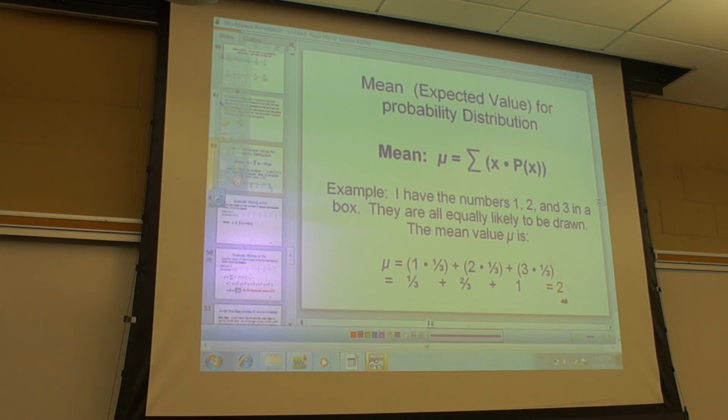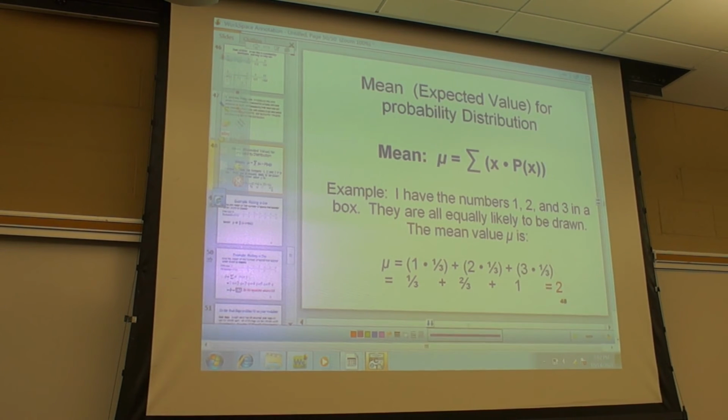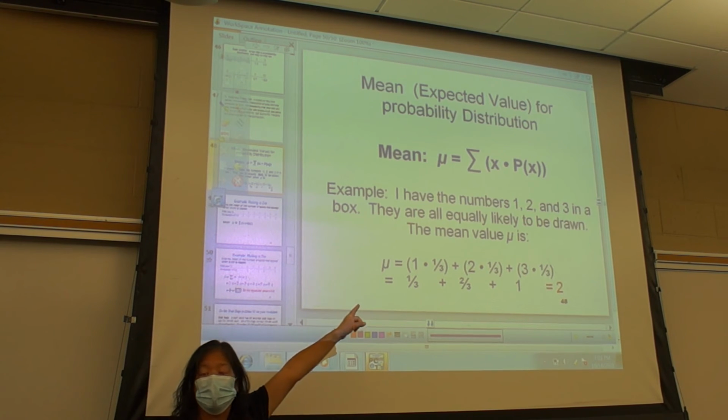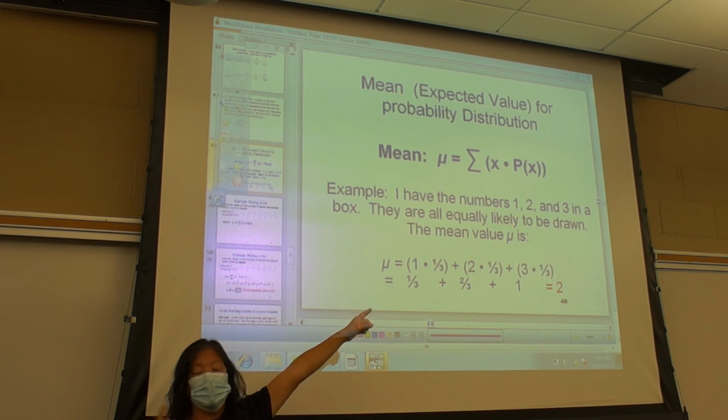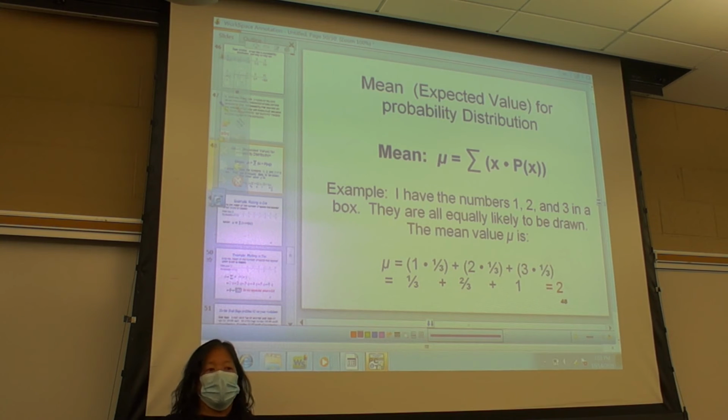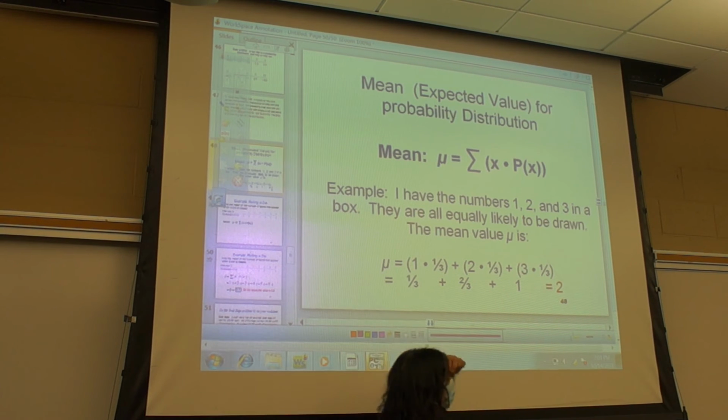Here's the thing. If you take every x multiplied by its weight and divide by the sum of the weights, that's your mean. But what's the sum of my weights? What's the sum of the probabilities always going to be? 1. 1 or 100%. So you only need to divide by 1, because if you divide by 1, you get the same thing. So you don't have to worry about that part.